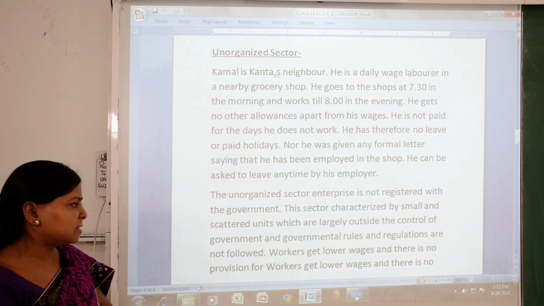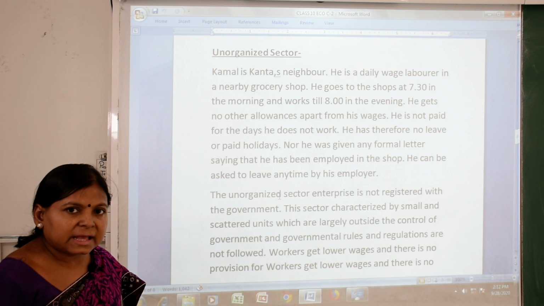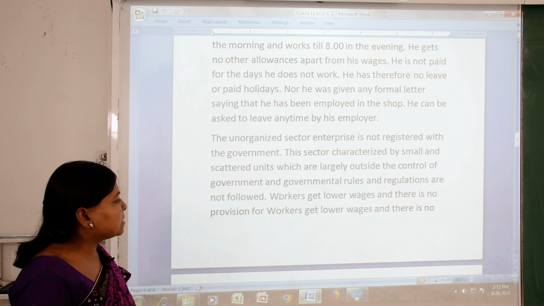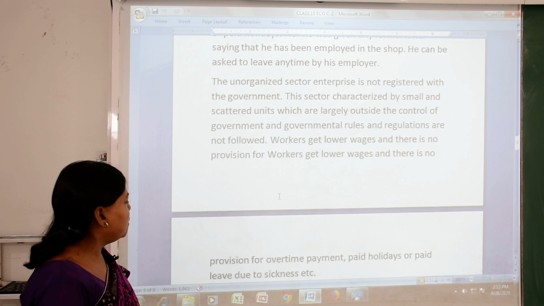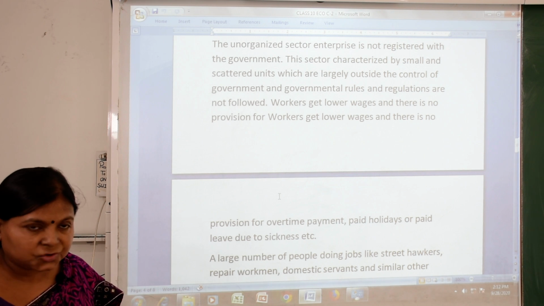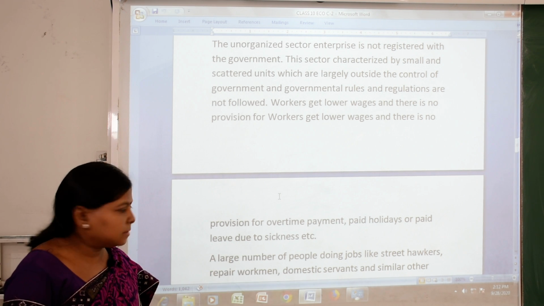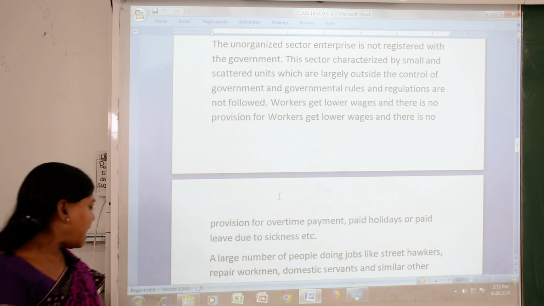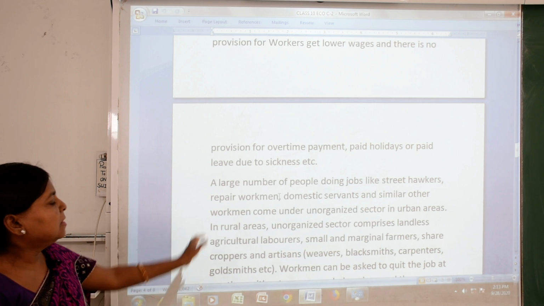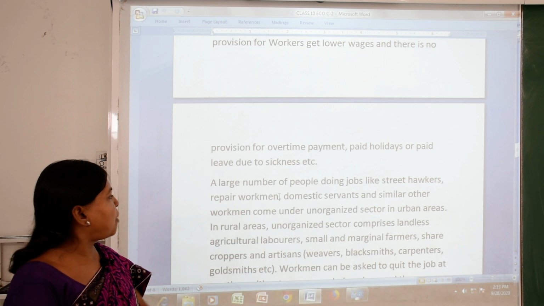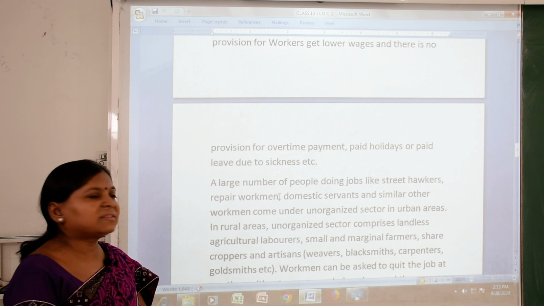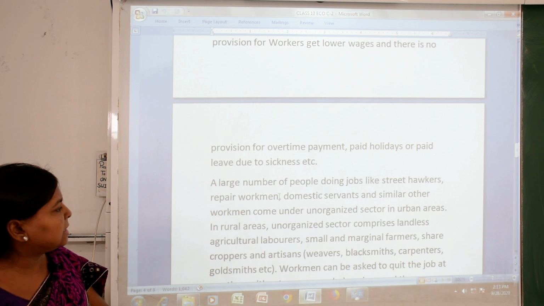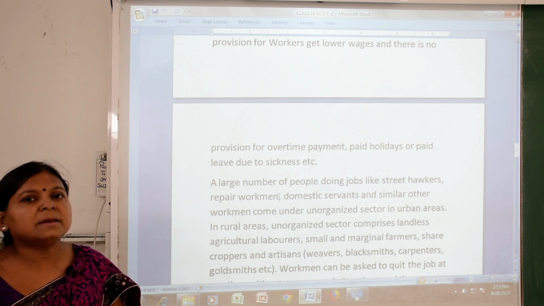Do you know the workers who are working there? They get lower wages, and there is no provision for overtime payment, paid holidays or leave due to sickness, etc. No benefit of it. A large number of people doing jobs like street hawkers, repair work, domestic servants and similar other workmen all come under the unorganized sector in urban areas.